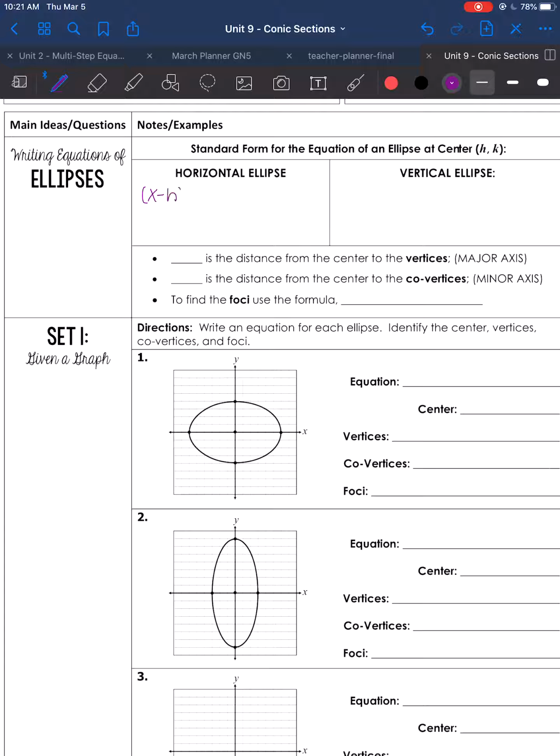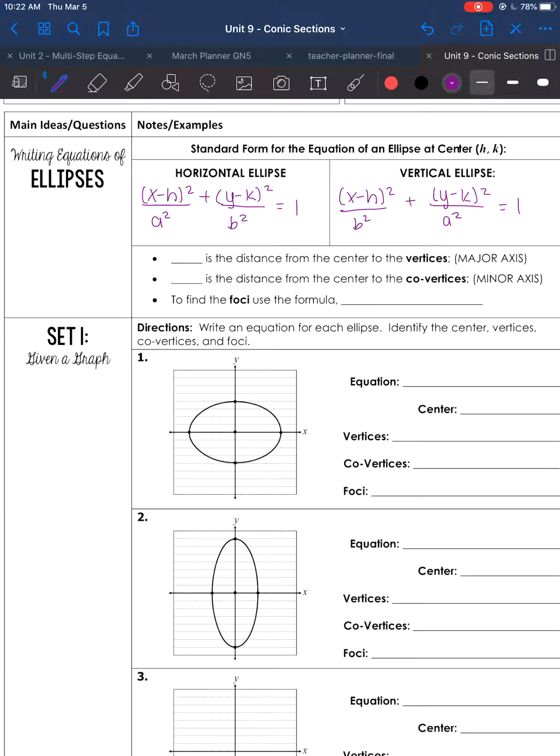(x minus h) squared over a squared plus (y minus k) squared over b squared equals 1, when it's horizontal. A is bigger, so a is underneath the x and b is underneath the y. And then if it's vertical, it's (x minus h) squared over b squared plus (y minus k) squared over a squared equals 1, and a is now under the y and b is now under the x.